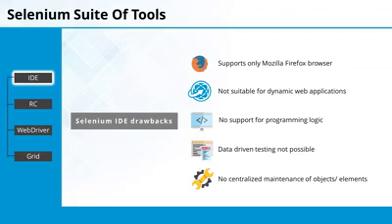These are the drawbacks. Let me complete this as well. Supports only Mozilla Firefox. So that's a plugin for Firefox, and it doesn't come as a plugin for any other browser. Not suitable for dynamic web applications. Why is it not suitable? See, what is dynamic? Dynamic means when something can change at any point of time. It's not static. It's not going to remain the same all the time. It's going to change dynamically.